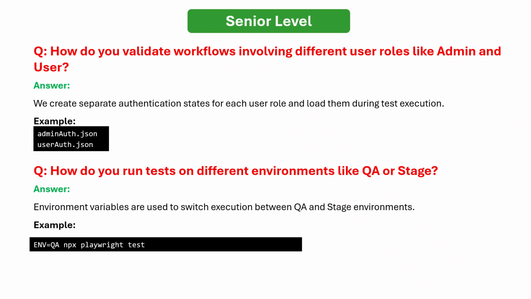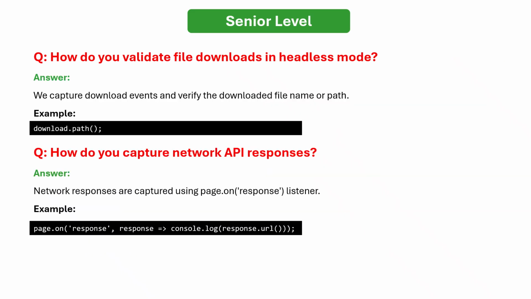Example, how do you run tests on different environments like QA or stage? Answer, environment variables are used to switch execution between QA and stage environments. Example, how do you validate file downloads in headless mode? Answer, we capture download events and verify the downloaded file name or path.